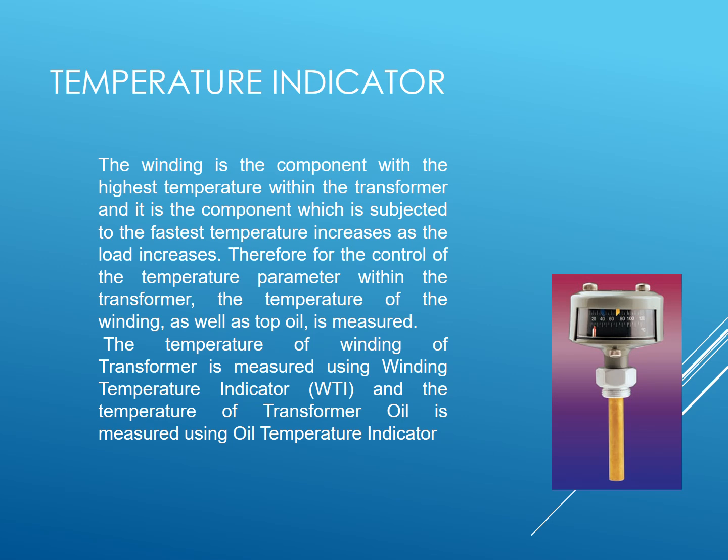Next we'll see about the temperature indicators. There are two temperature indicators usually used in transformers, that is WTI and OTI. WTI is the winding temperature indicator and OTI is the oil temperature indicator. We know that once the transformer starts working, the transformer winding as well as the transformer oil get heated. So each and every time we should monitor the oil temperature level as well as the winding temperature, since these two are the components that get heated immediately.